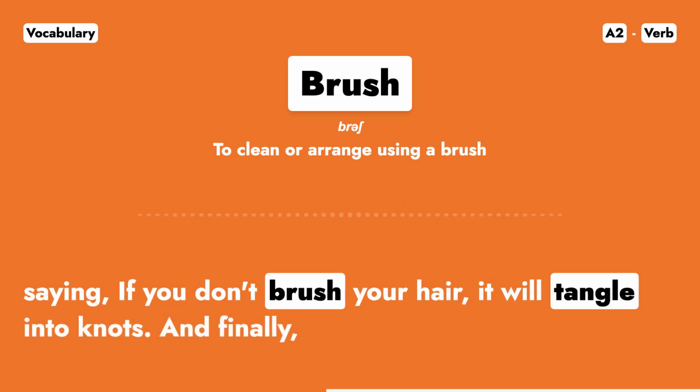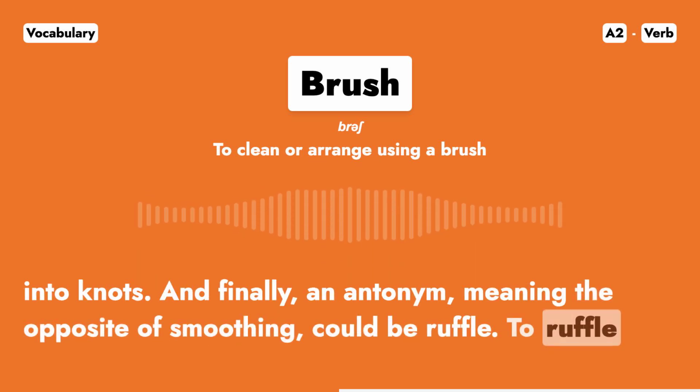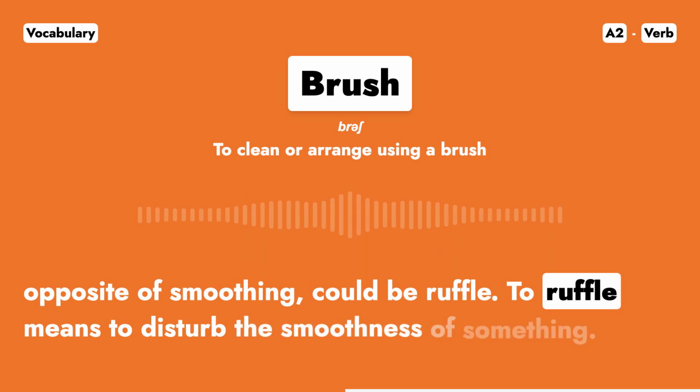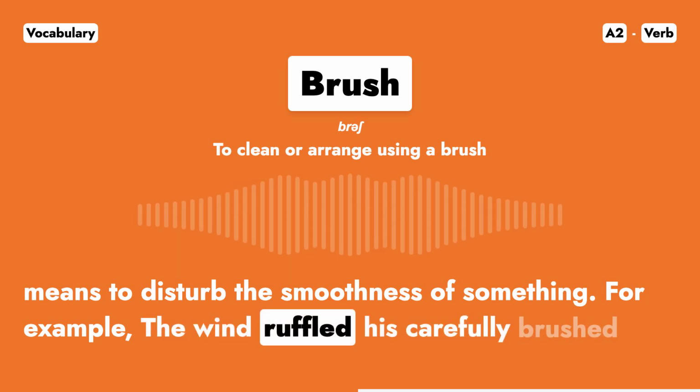And finally, an antonym, meaning the opposite of smoothing, could be ruffle. To ruffle means to disturb the smoothness of something. For example, the wind ruffled his carefully brushed hair.